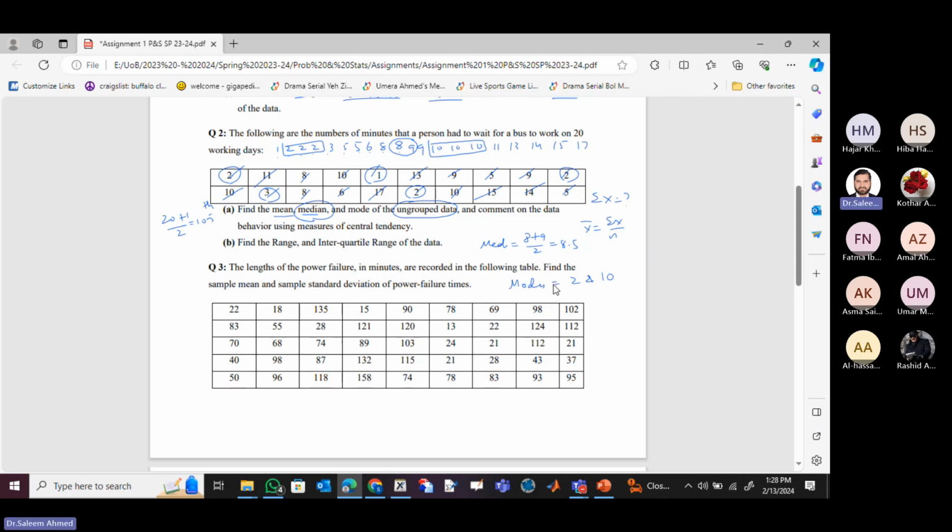Okay, so you can find that range is the highest minus lowest. 17 minus 1. Highest value is 17, lowest is 1. So that is easy.